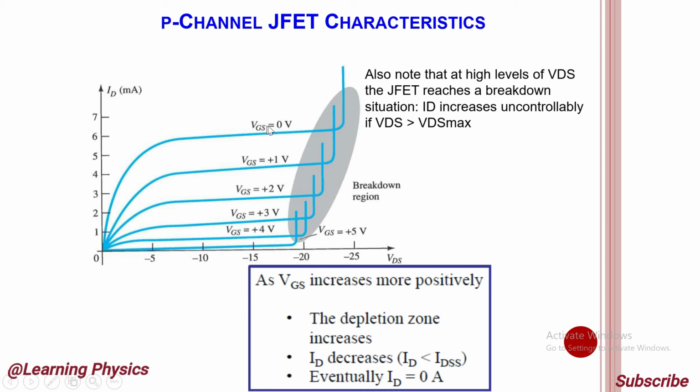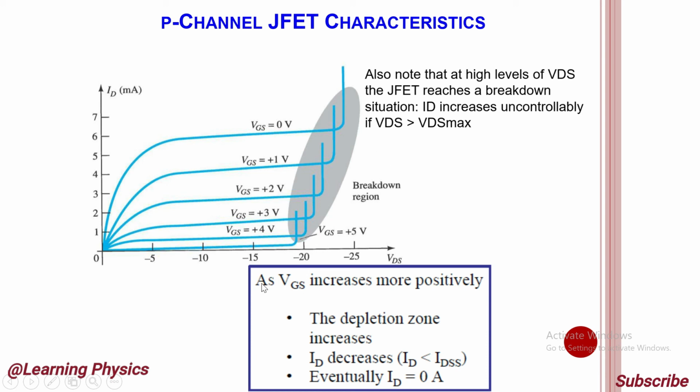Here, when the value of VGS is 0, then the current is at its maximum. And after this, when we increase the value of VGS towards positive, then the value of current decreases. And this is called the breakdown region. After this region, the device cannot work. Also note that at a high level of VDS, the JFET reaches a breakdown situation, ID increases and is uncontrollable. If VDS is greater than VDS maximum, then the device goes to the breakdown region.